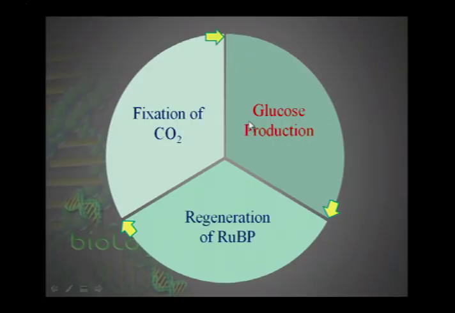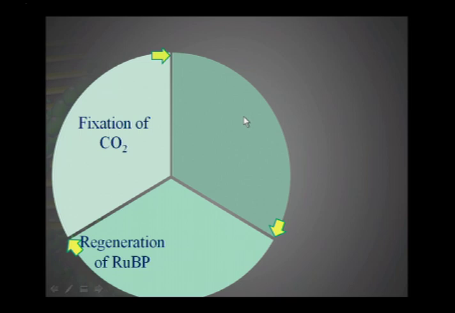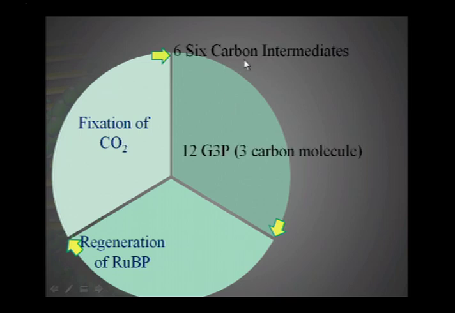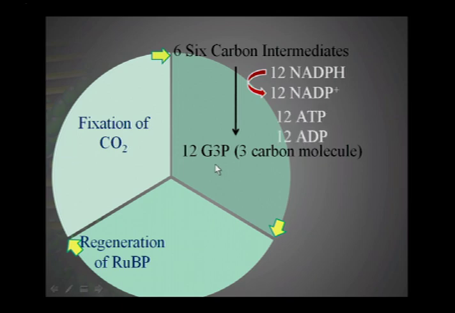Now, the next phase is to actually produce glucose, so glucose production. What that involves is taking our 6 carbon molecules and splitting those in half through a series of reactions into 3 carbon molecules. So you go from 6 carbon molecules to 12 3 carbon molecules, called G3Ps, or glyceraldehyde 3-phosphates. And that will also require 12 NADPHs and 12 ATPs, both coming from the light reaction.